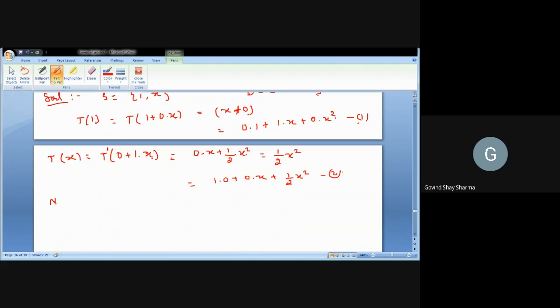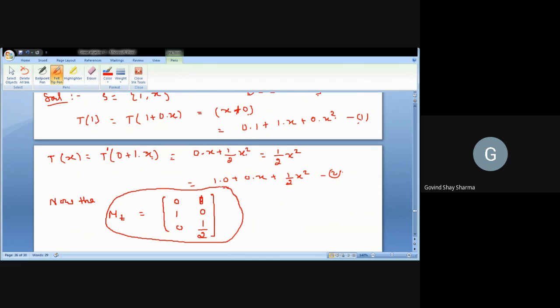Now the matrix form M_T is equal to the transpose of this matrix. So (0, 1, 0) and (0, 0, 1/2), transposed. This is the matrix of the linear transformation. So this is a very important concept: how to write a linear transformation in the form of a matrix.